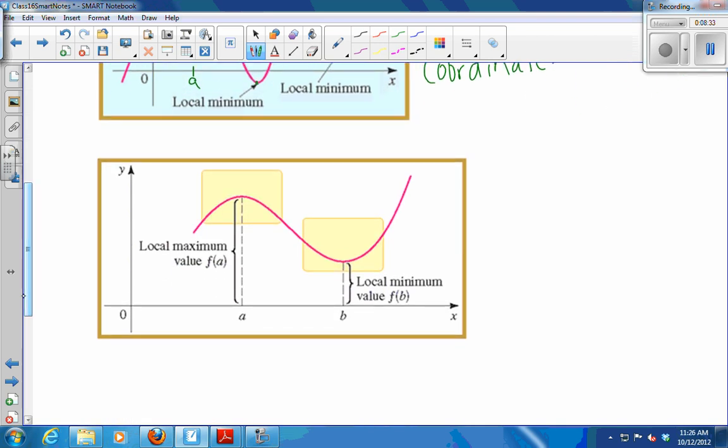So this picture can help you remember that the max value is the y coordinate, f of a, and it happens at x equals a.